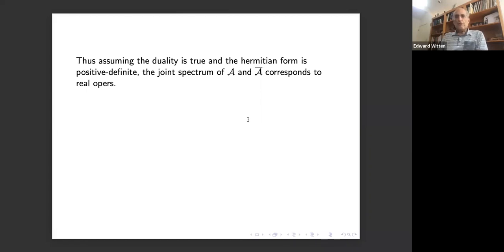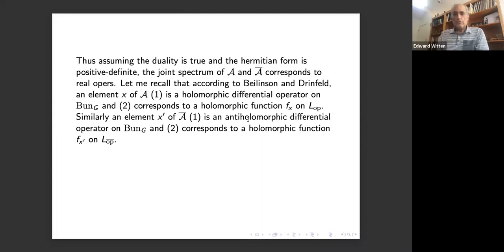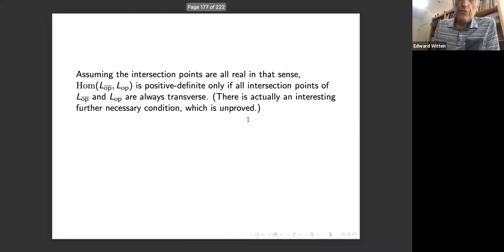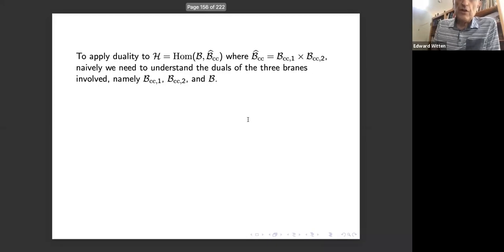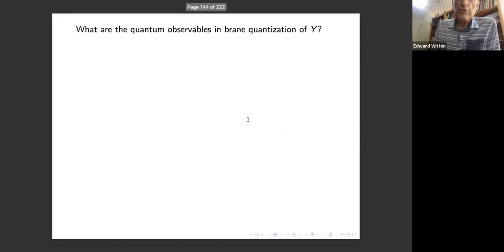So assuming the duality is true and the Hermitian form is positive definite, the Hilbert space has a basis corresponding to real O-pairs, and those are going to be eigenvectors of the Hitchin Hamiltonians. So the joint spectrum of A and A bar corresponds to the real O-pairs. So the reason the intersections are the eigenstates of the Hitchin Hamiltonians, I think I haven't quite explained it.